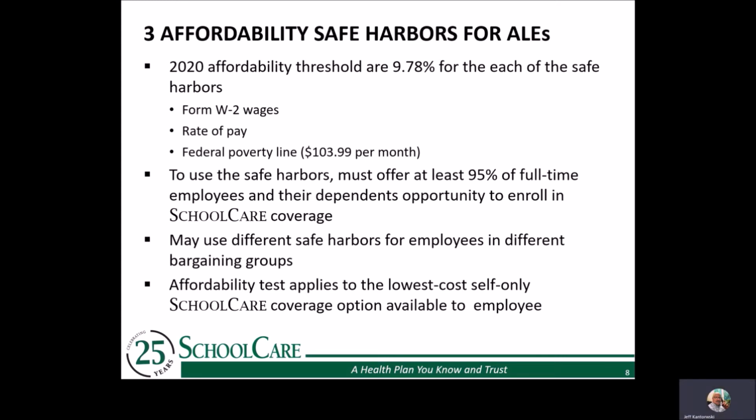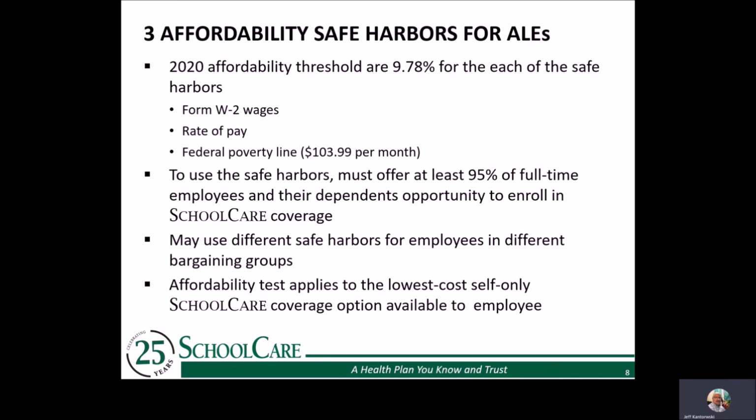The safe harbor affordability threshold for 2020 is 9.78% using any of the three following methods: Form W-2 wages, rate of pay, or the federal poverty line. If you can use the federal poverty line safe harbor, meaning that the employee cost share for the lowest cost self-only coverage offered is less than $103.99 per month, it will reduce the administrative burden when reporting.